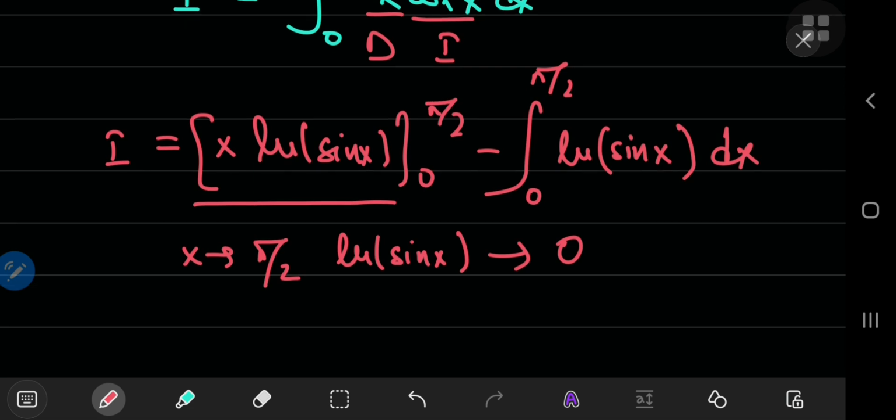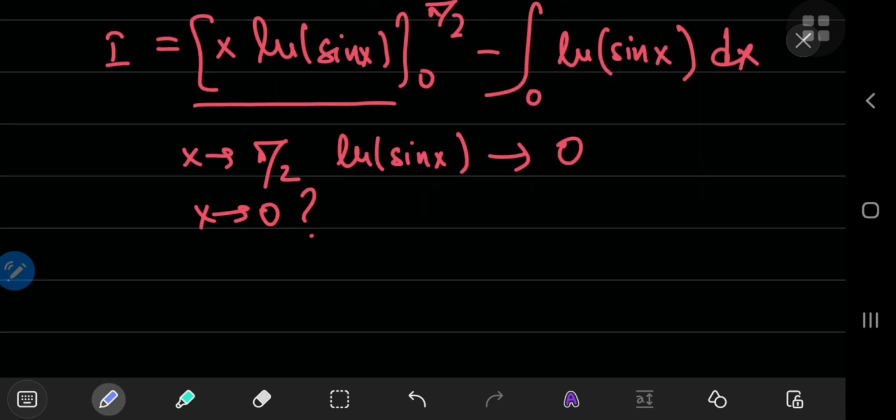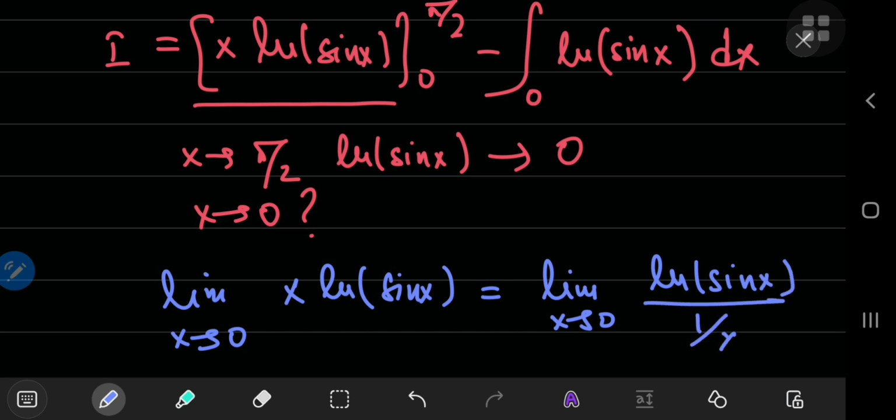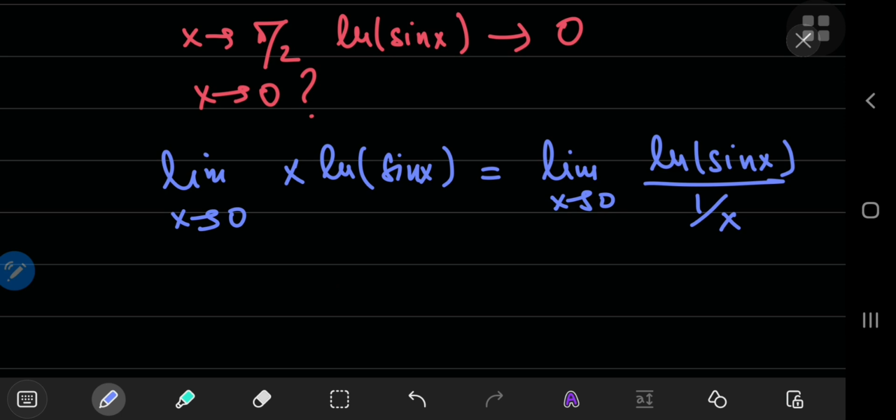So that's sorted out. But what happens when x approaches 0? That seems to be a more difficult question to answer straight away. So let's study this limit. We're studying the limit as x approaches 0 of x times the natural log of sine x. And this is more like a 0 times infinity sort of situation. So let's write this as the limit as x approaches 0 of the natural log of sine of x divided by 1 by x. And now we can actually try L'Hopital's rule.